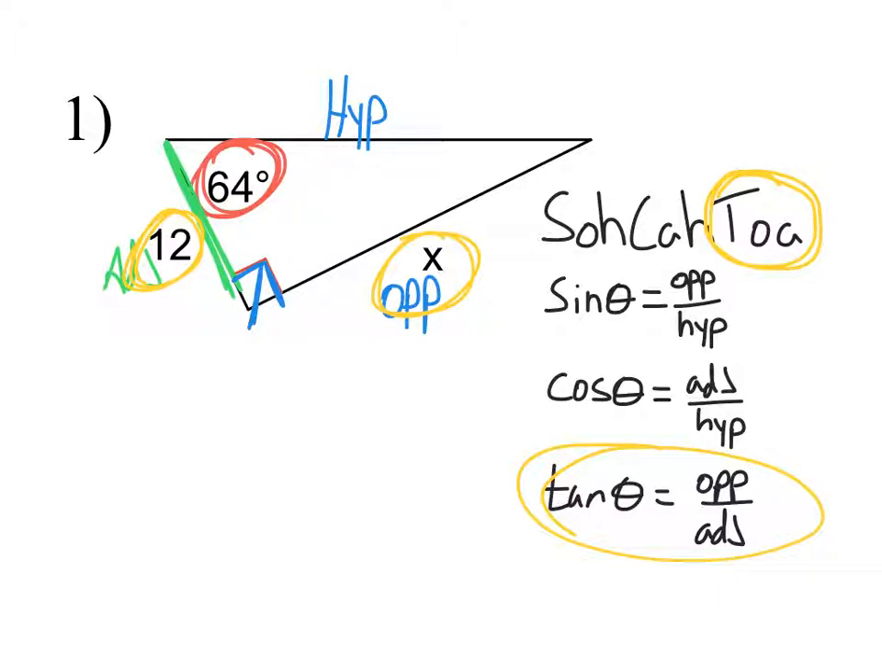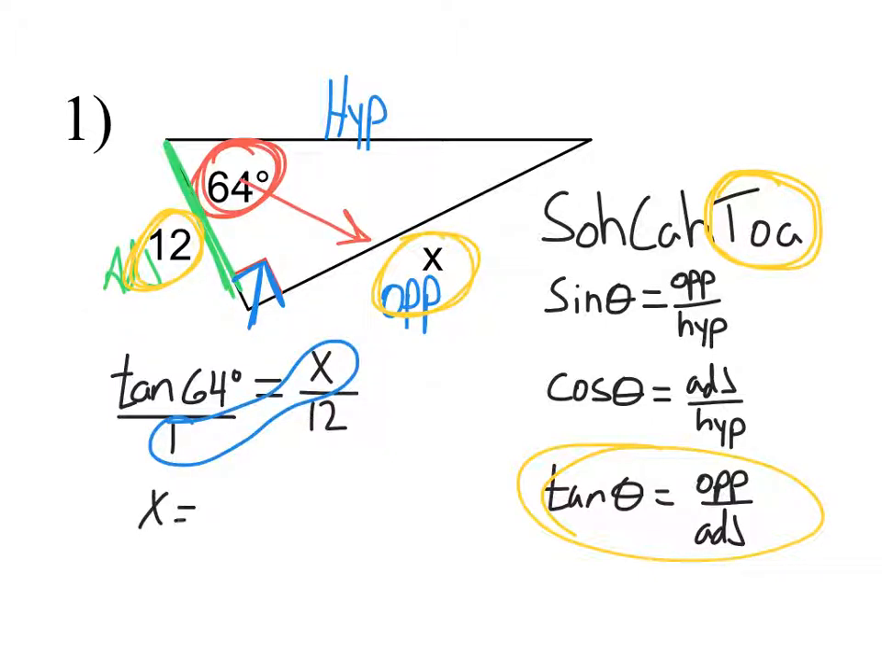We are using tangent. So write down tangent. Tangent of what angle? Tangent of 64 degrees. That is going to equal opposite over adjacent. Well, opposite the 64-degree angle is x. The adjacent side is 12. There's my setup. Now I want to make it a proportion by putting the tangent over 1, because now I can cross multiply.